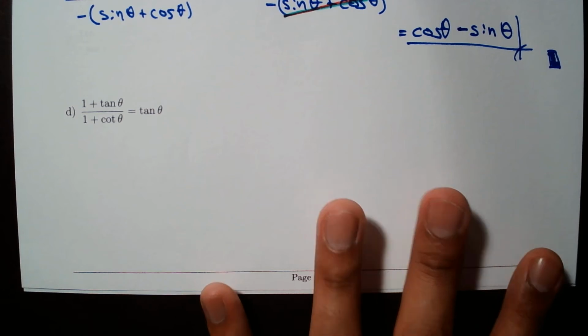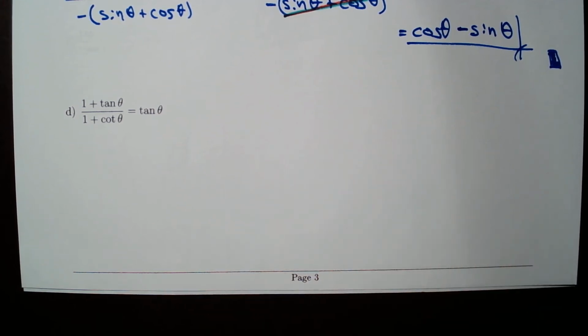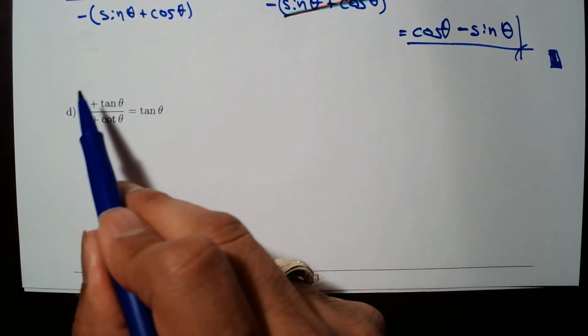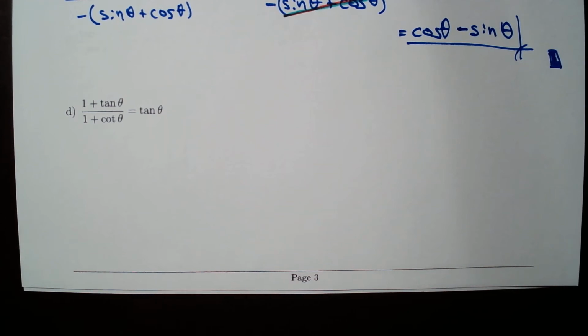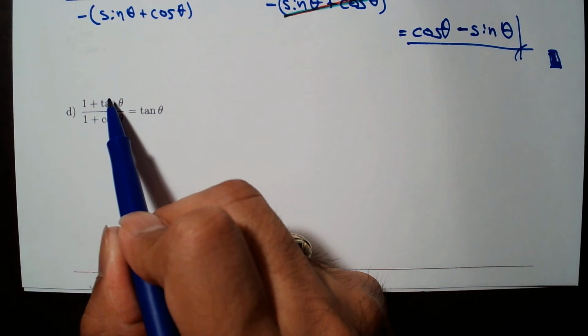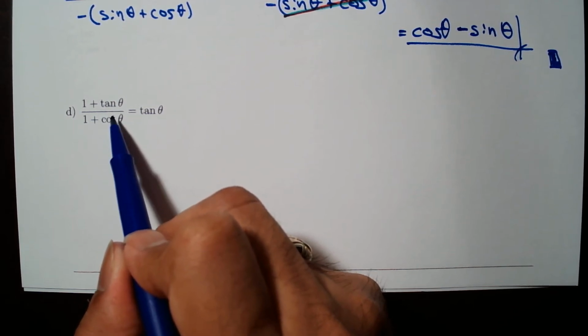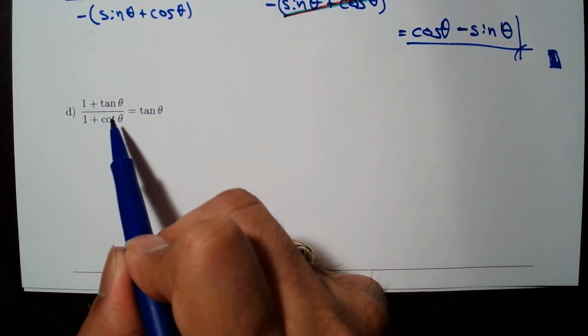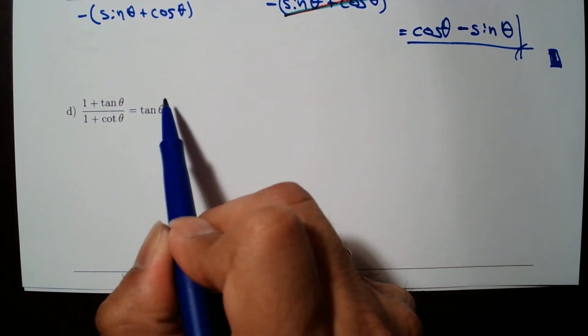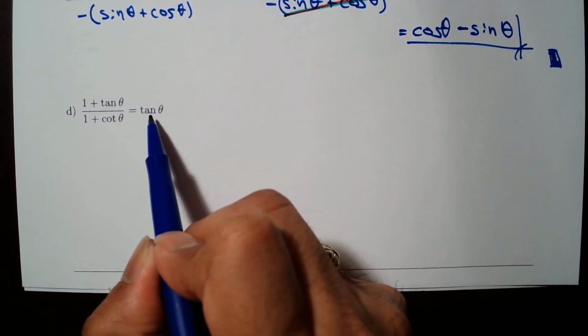Let's do one more: 1 plus tangent theta over 1 plus cotangent theta. This one is going to look a little bit interesting, and it's actually going to be a lot easier than it looks. So this is what you might be thinking: maybe changing this tangent as sine over cosine and this cotangent as cosine over sine. But in this case, our ultimate result, we want it in terms of a tangent.